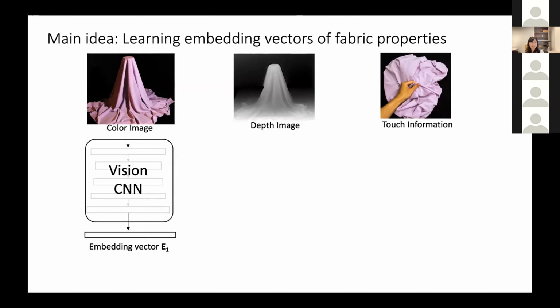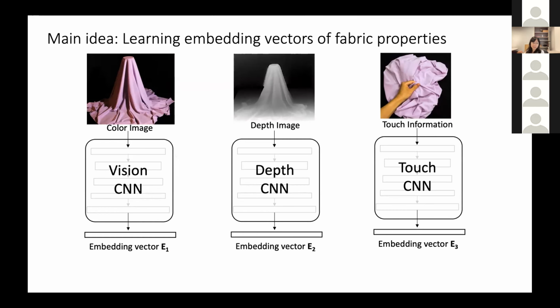And we can also touch it with the GelSight, and we have that information. We feed each of them into individual neural networks and come up with embedding vectors to describe the properties of this piece of fabric. Although those networks are different, the inputs are different, and finally the vectors are different, we know that it comes from the same piece of fabric.